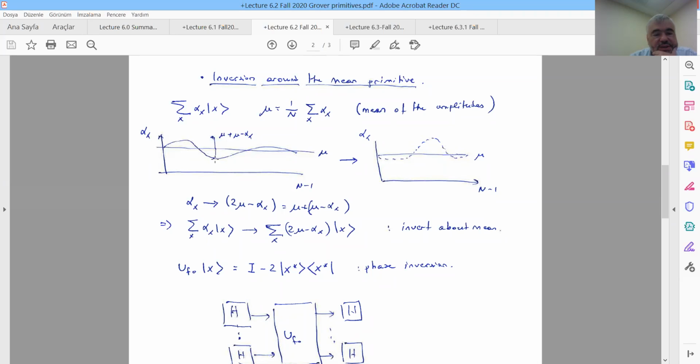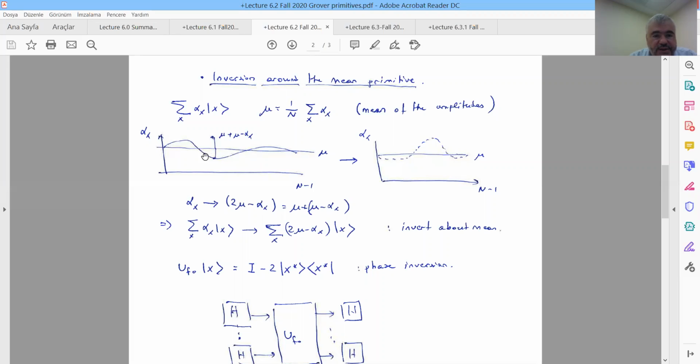Inversion around the mean means you take all these coefficients of the quantum states and reflect them around mu. In other words, this particular coefficient, for instance, becomes mu plus mu minus x, because this distance is mu minus x, where mu is this line, the average value of all the coefficients. So if you do mu plus mu minus x, you are effectively reflecting this coefficient around the mean. This is what we mean by inversion around the mean.